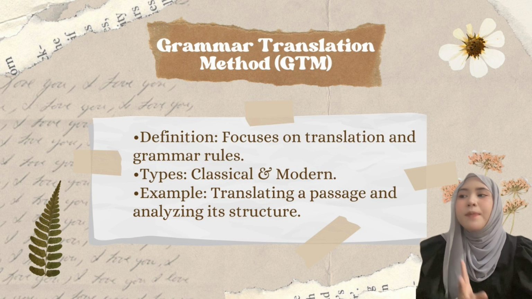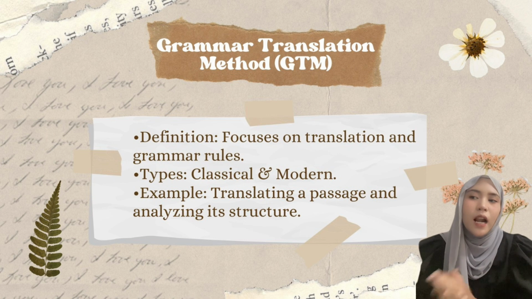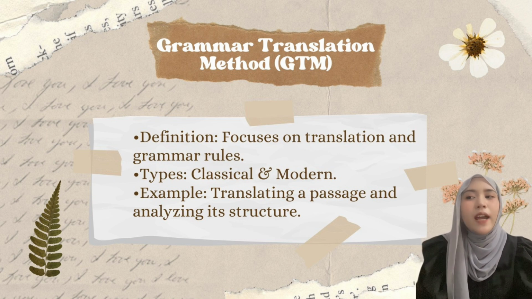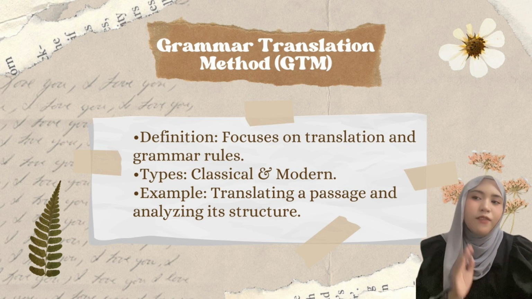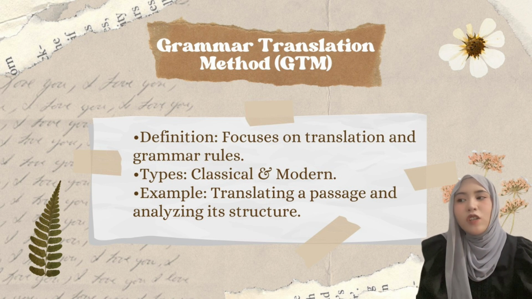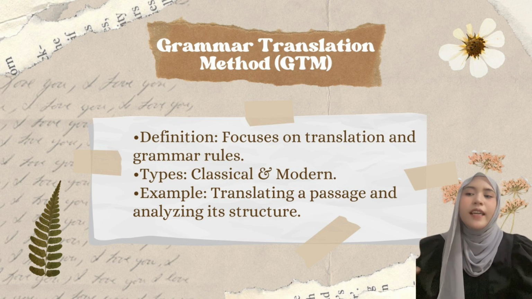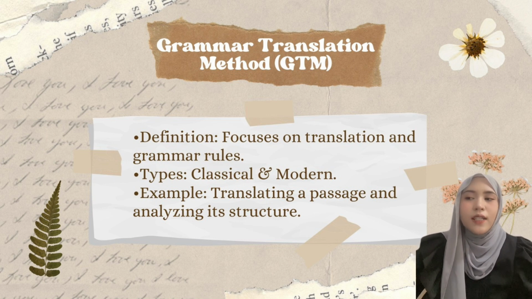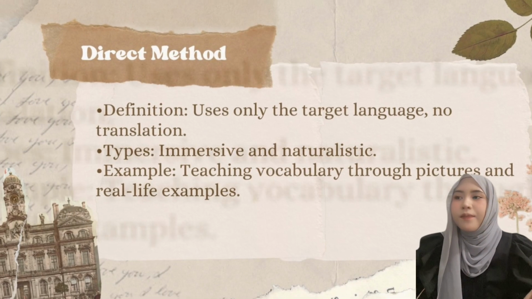There are two types in here, classical and modern. Classical focuses on translating classical literature, emphasizing grammar and sentence structure. And modern adapts some communicative aspects while still focusing on grammar and translation. For example, translating a passage and analyzing its structure. A teacher provides a foreign language story and asks students to analyze its sentence structure and translate the sentences into Indonesian and explain the grammatical rules behind them. Next slide.